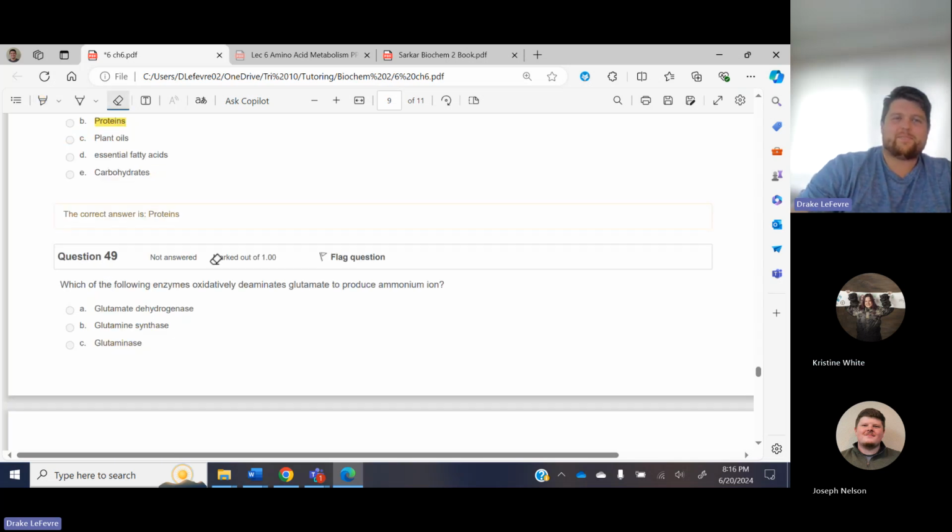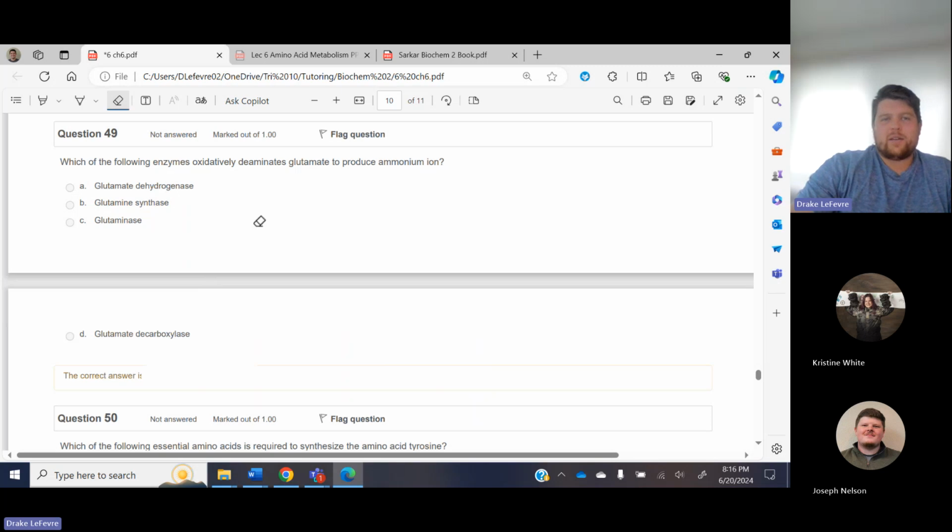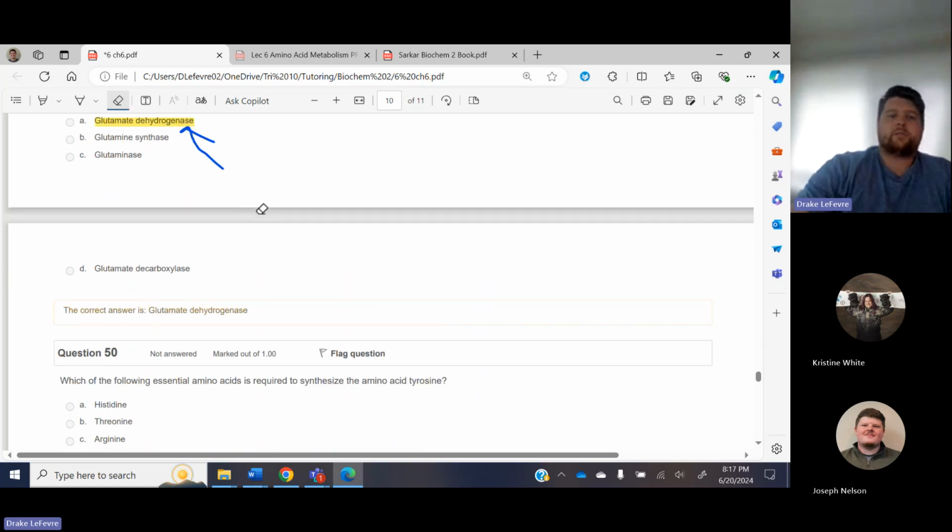Which of the following enzymes oxidatively deaminates glutamate to produce ammonium ion? This is a new one that we haven't seen yet. It's glutamate dehydrogenase. Trick here, remember, oxidatively deaminates means oxidation. An oxidation reaction is always going to be a dehydrogenase. And 9 times out of 10, you're going to see something like an NADH or FADH that's going to be accepting that hydrogen.